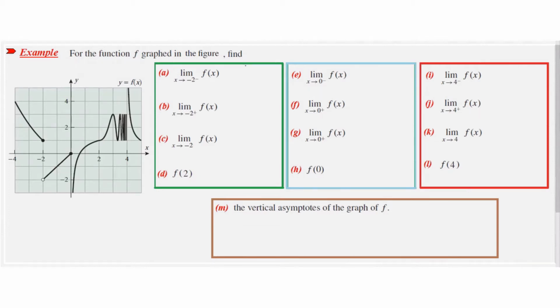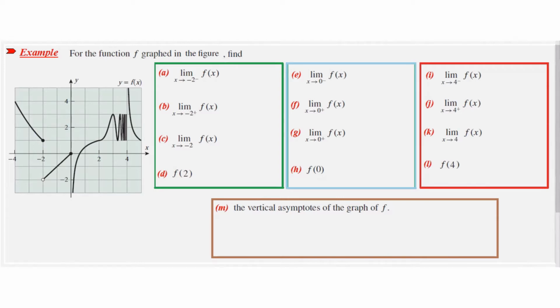Hi everyone, in this video we'll take two examples about finding limits using graphs. So in the first example, for the function f graphed in the figure, find the limit of f(x) when x goes to -2 from the left. This is -2, and from the left it's from here.